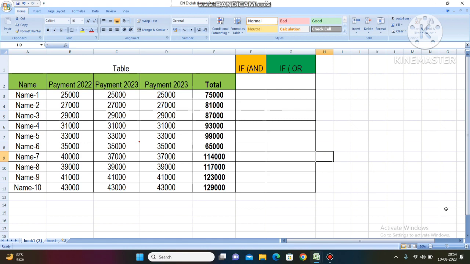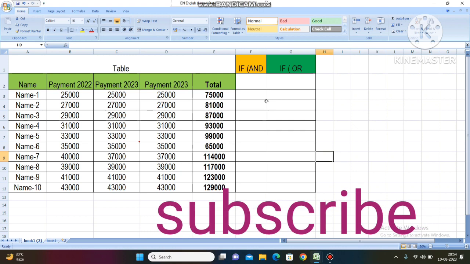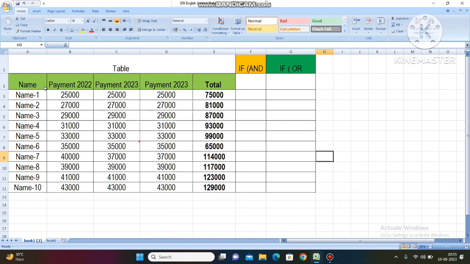So today we will talk about the AND and OR formulas along with IF. How will we use this formula in this table? So here we go. Let's see how we can use this formula in this table. You are watching here there is name, payment year, and payment amount as well. And here you may look at the total number, total amount. Okay.